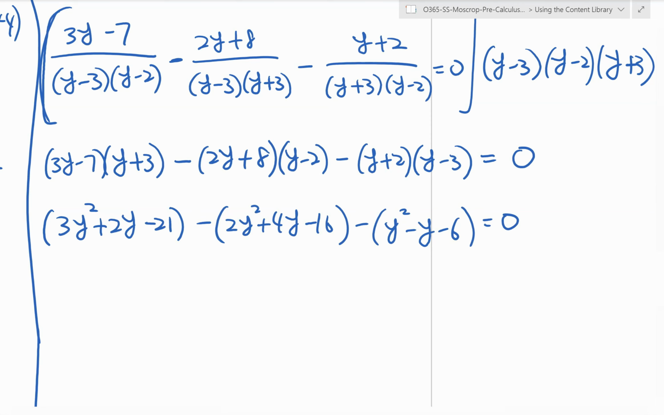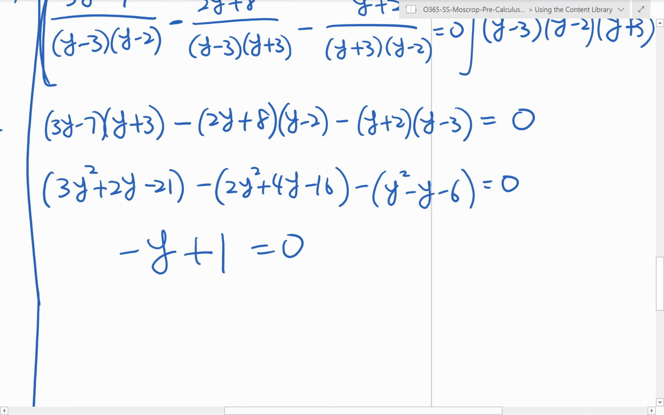Now we collect the y terms. So that's 2y minus 4y, that's negative 2y. And we have negative 2y minus negative y, that's plus y. So negative 2 plus 1 is negative y. We have negative 21 minus negative 16, so that's plus 16. Negative 21 plus 16 is negative 5. And we have negative 5 minus negative 6. Again, minus is a plus. So we have negative 5 plus 6, which is positive 1. Okay, we can solve for y by moving y over. You get y equals 1.